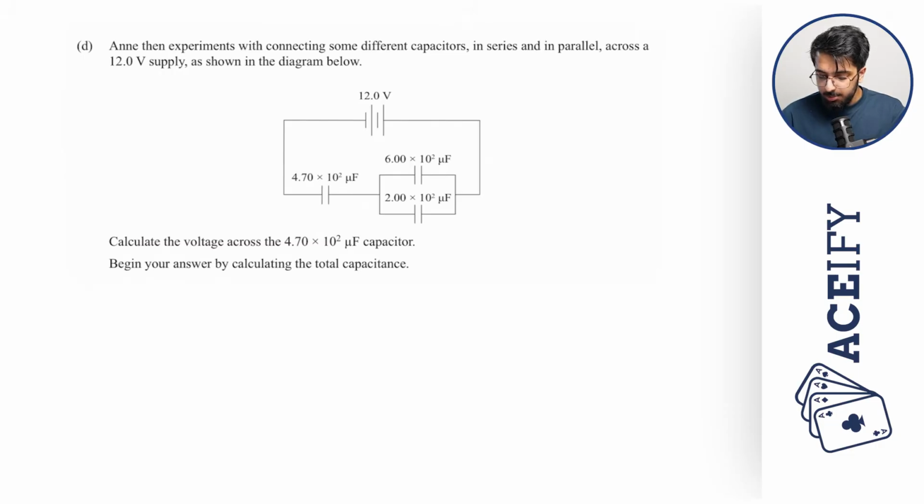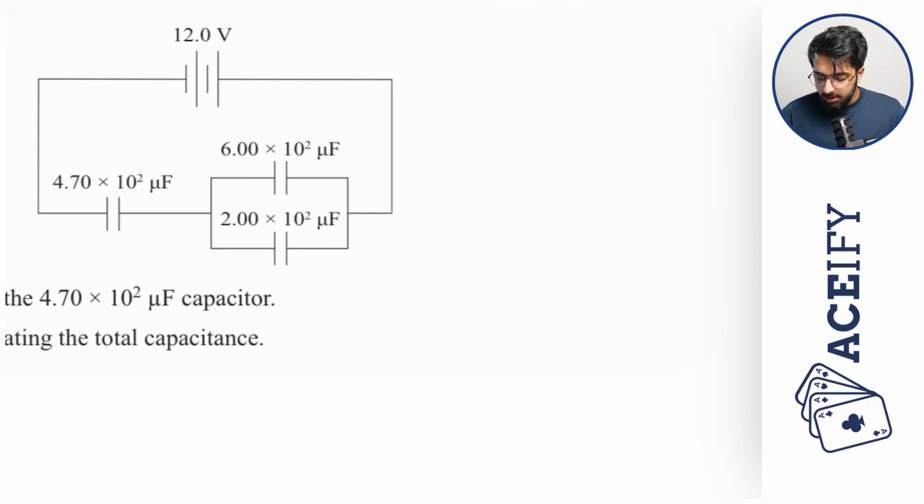And then experiments with connecting some different capacitors in series and in parallel across a 12 volt power supply, as shown in the diagram below. Calculate the voltage across the 1.7 times 10 to the 2 microfarad capacitor. Begin your answer by calculating the total capacitance. So we can calculate the total capacitance of this system right here.